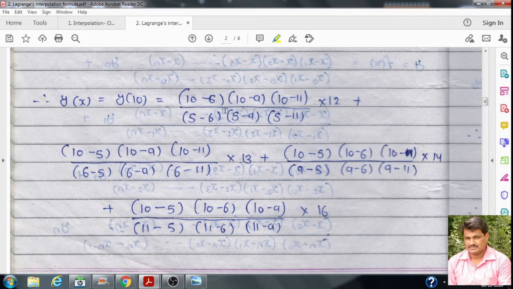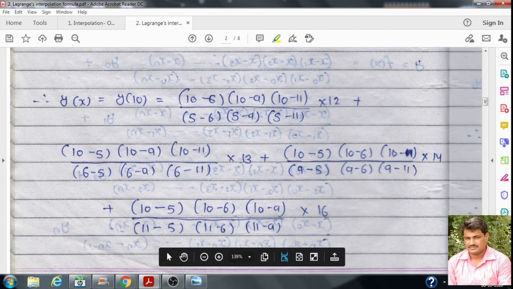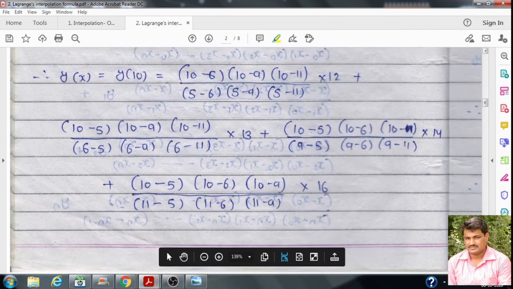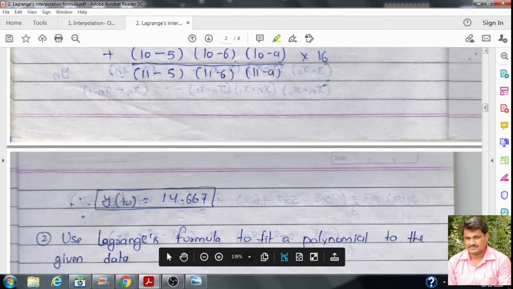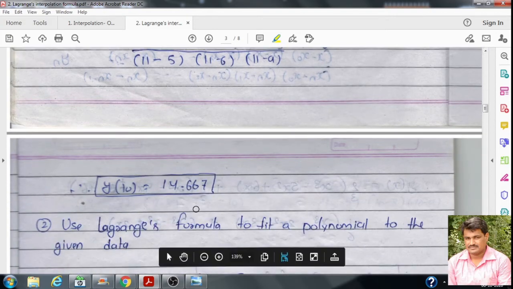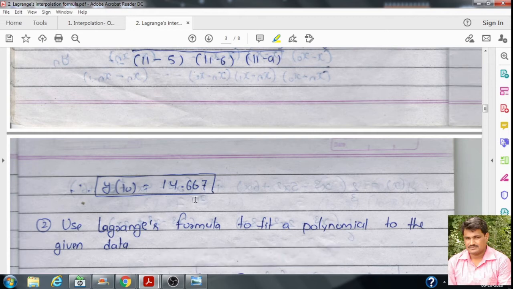After that you separately simplify each term. Simplify first term, second term, third term, fourth term. And after that simplification you can find the value of y of 10 is equal to 14.667. And this is the value of y when x is equal to 10.